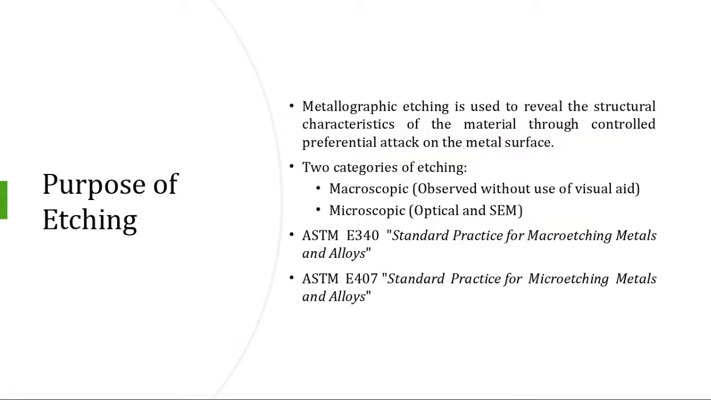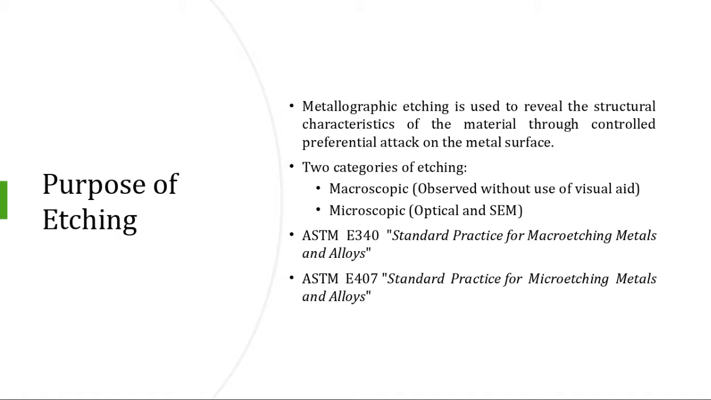So what's the purpose of etching? Metallographic etching is essentially used to reveal the structural characteristics of the material through controlled preferential attack on the metal surface. The two categories of etching would be macroscopic, that you can observe without the use of visual aid like a microscope, and then you have microscopic etching, which is a technique where you would then observe the structures under a microscope and or scanning electron microscope.